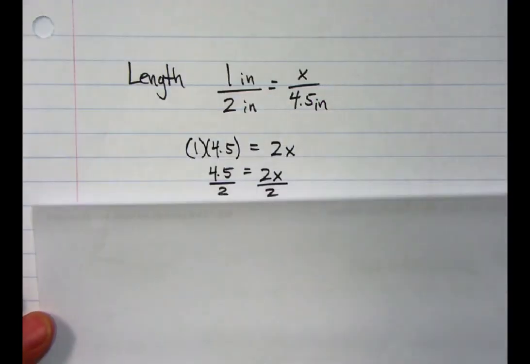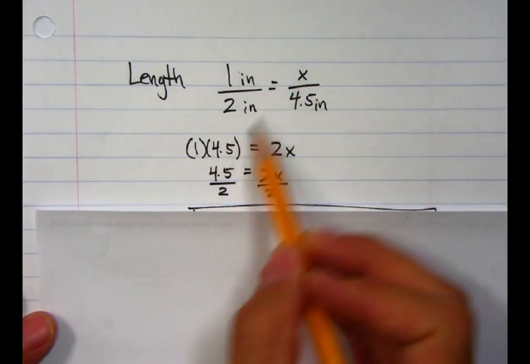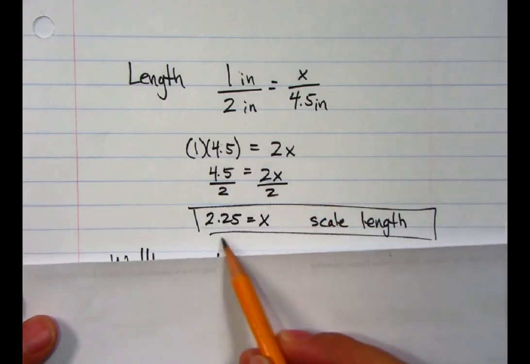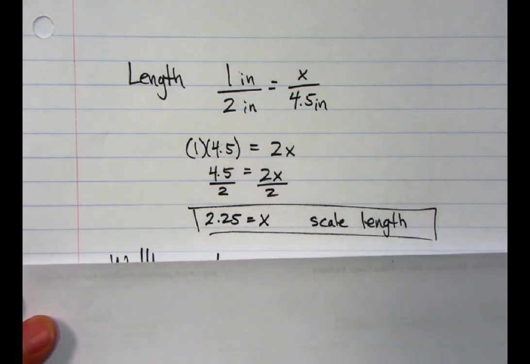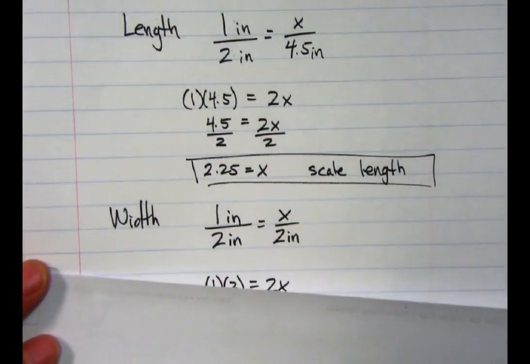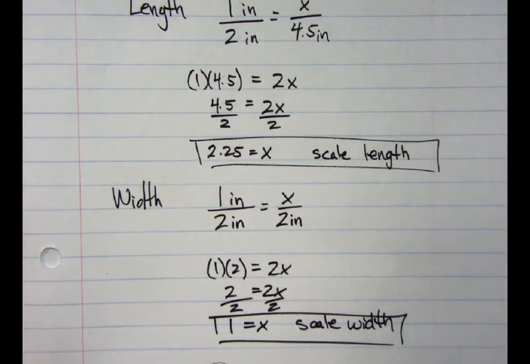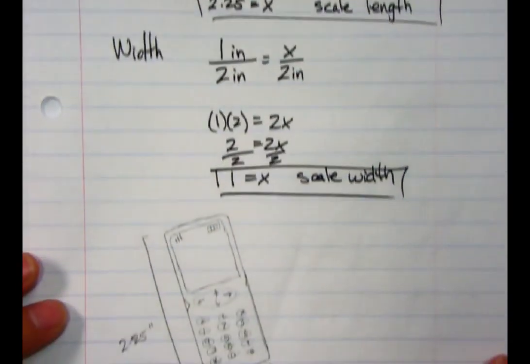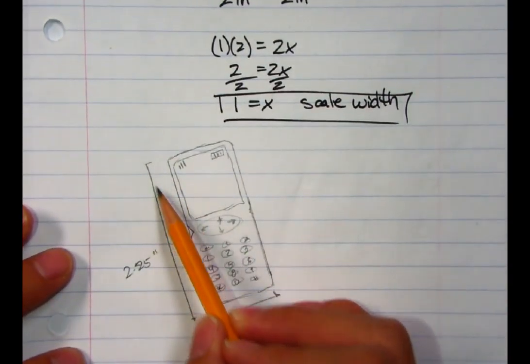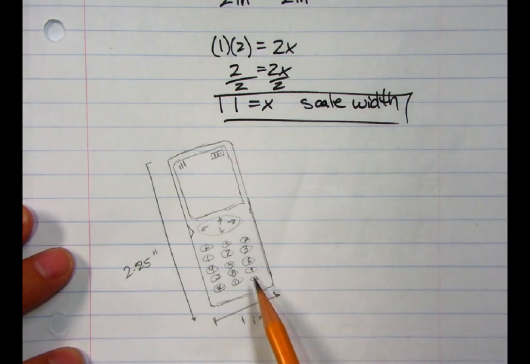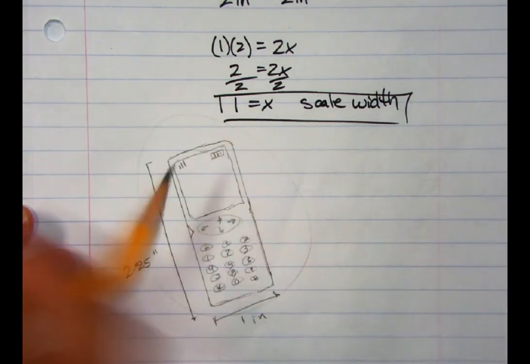So I did one at a time. For length, I just did some cross multiplying. I find out that the length has to be 2.25 inches. And then the width actually was straightforward. It's the same amount, which is going to be 1 inch. And so if I were to redraw that, it looks just like this. 2.25 inches this way and 1 inch this way. It's a scaled down drawing of that same picture.